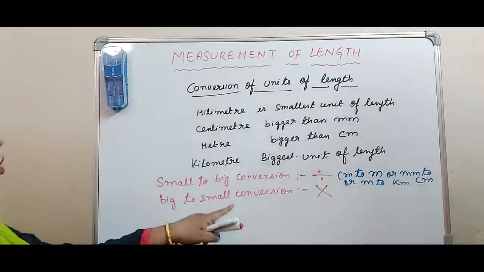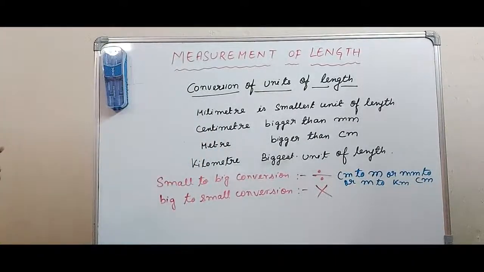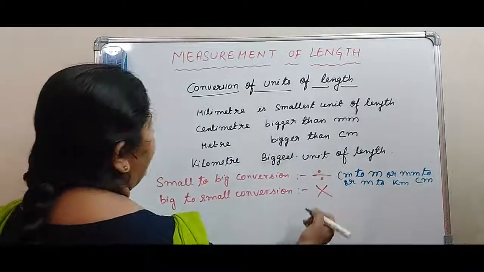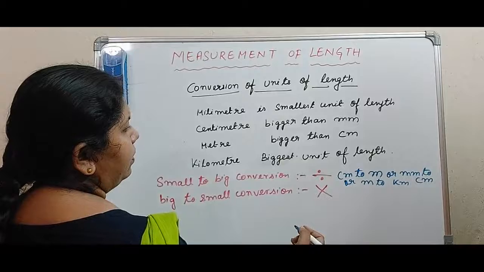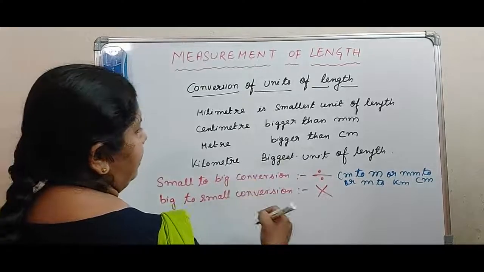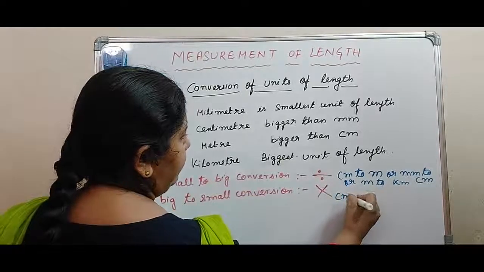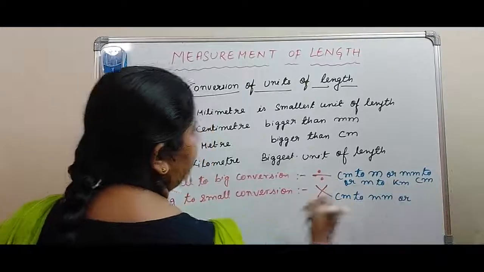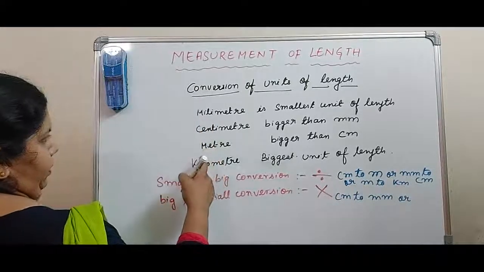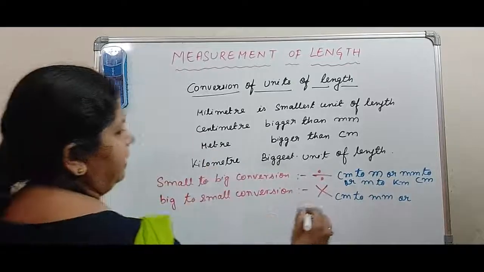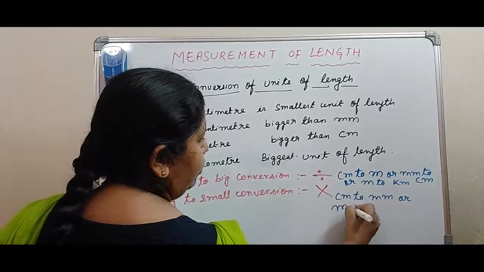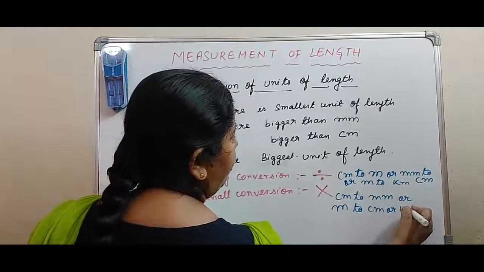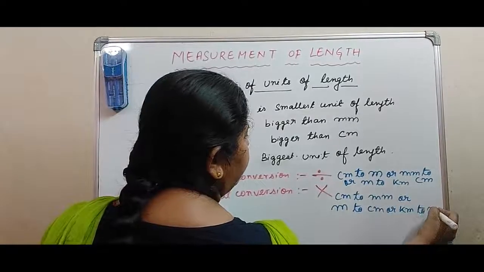Now what is big to small conversion? Under big to small conversion, what will come? We will have centimeter to millimeter. Or meter to centimeter. Or kilometer to meter.